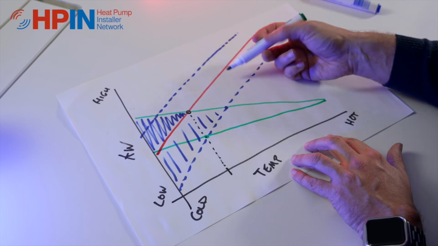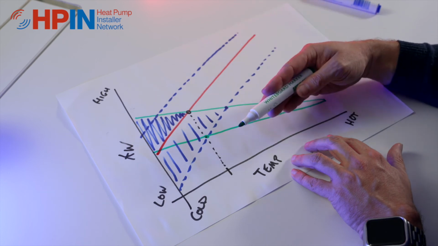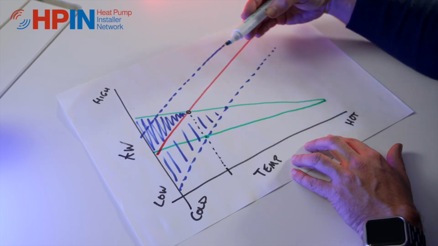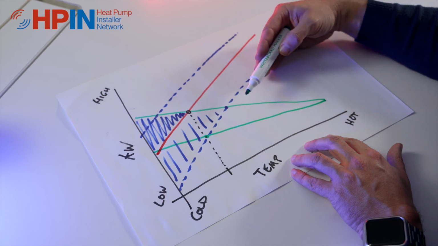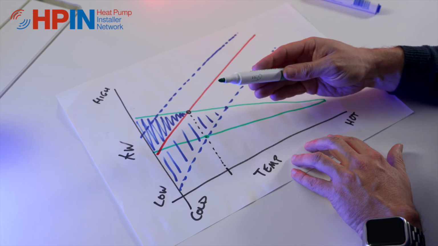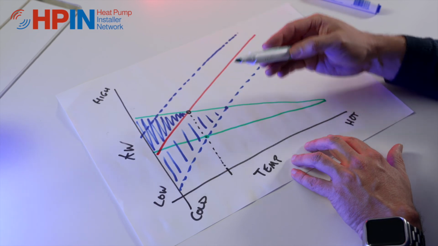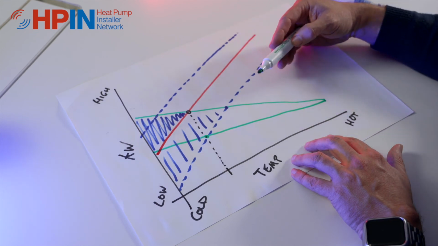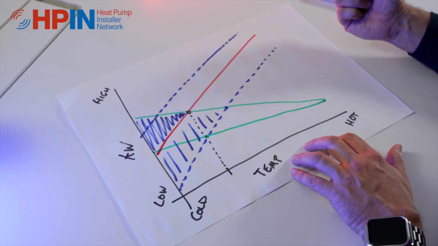So if we increase the insulation of our home, we can actually go down to a smaller size heat pump, and again it's going to be even more efficient. So the more insulation we can get, the less heat loss from our home, the smaller heat pump we can size, and the more efficient it will be.